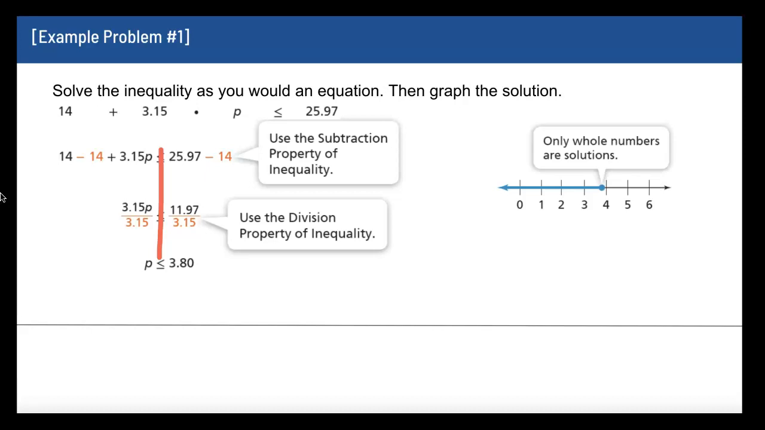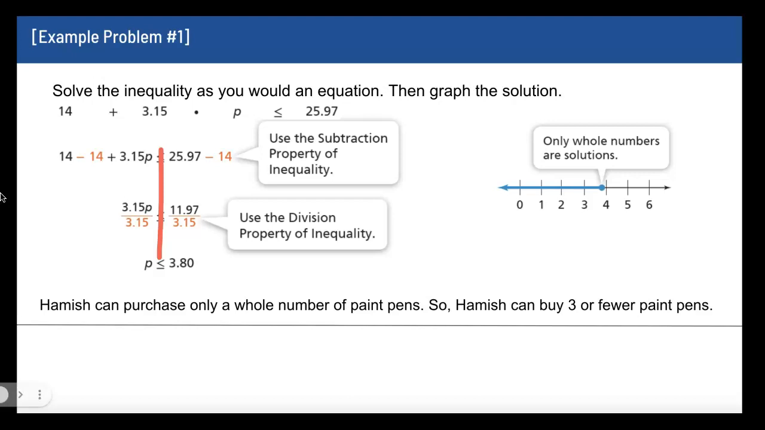Only whole numbers are actual solutions to the scenario because we won't buy 0.8 of a pen. And so when we write our answer, he can buy 3 or fewer paint pens. He can't buy 4 because that doesn't work with our inequality. And from there, it has to be whole numbers. So he can buy 1, 2, or 3 or fewer.